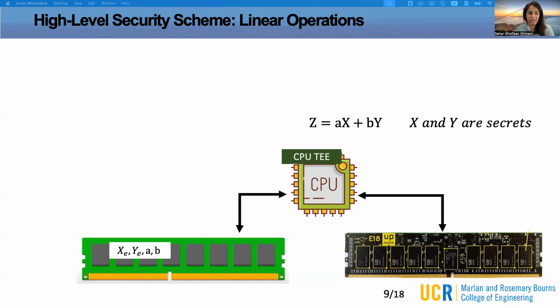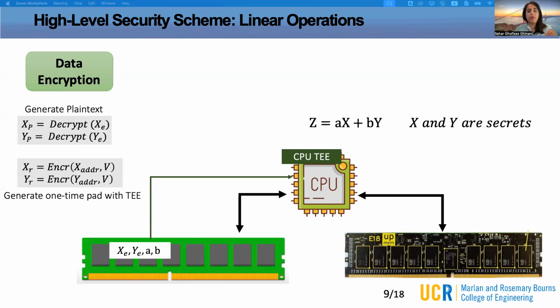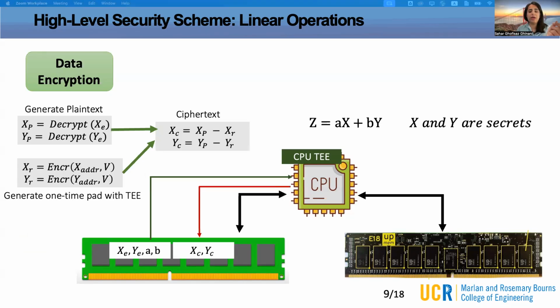Okay, so in general, our scheme starts with data encryption. Before computation starts, the encrypted data is stored in the standard memory. This data is brought to the TEE to be decrypted and masked with one-time pads using counter mode encryption to generate the ciphertext. This ciphertext is stored in the standard memory to be used in the computation during the runtime.